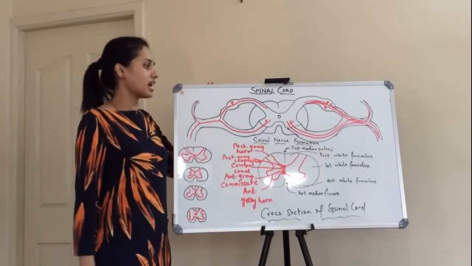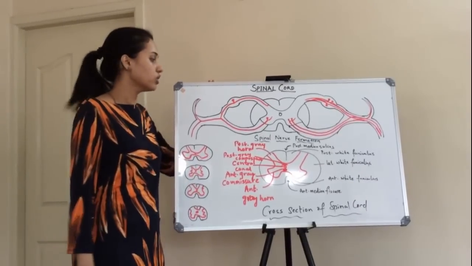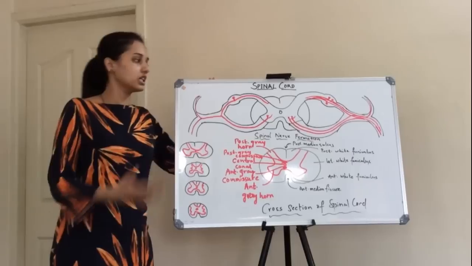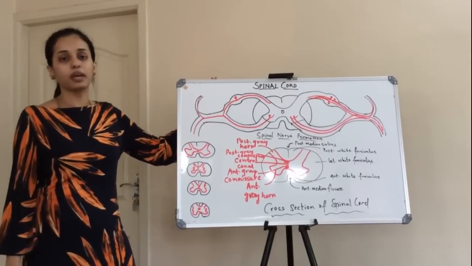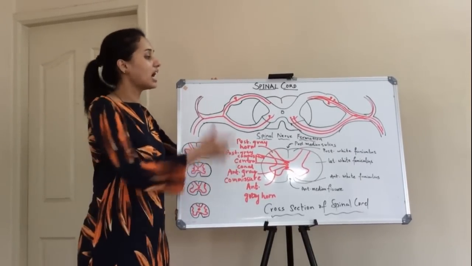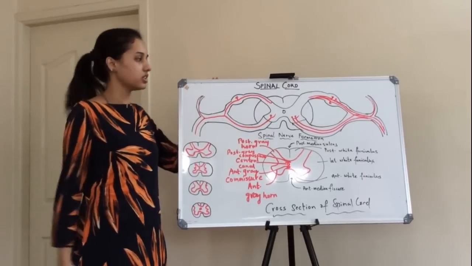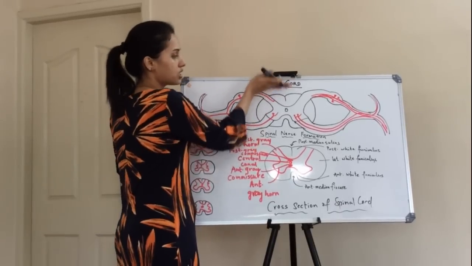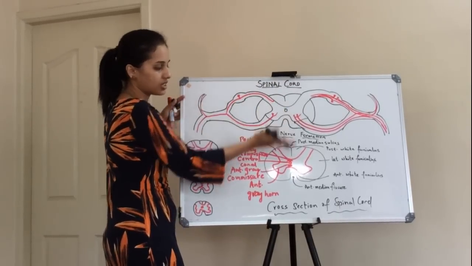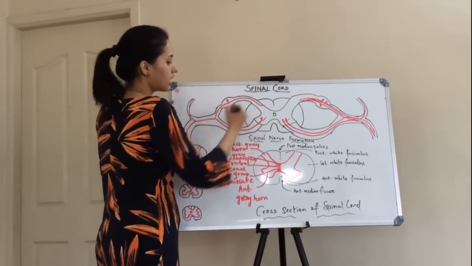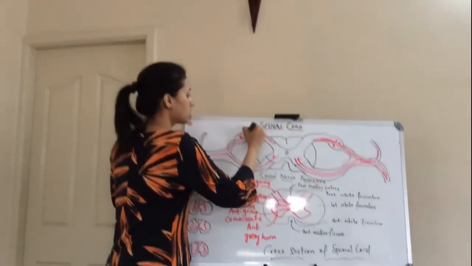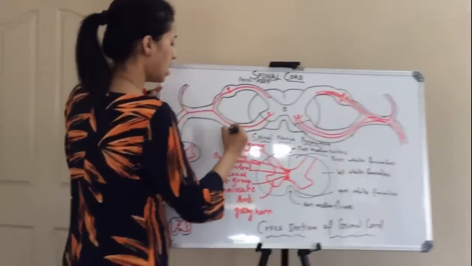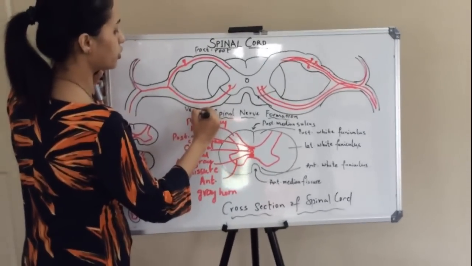As I told in my previous video, how the nerve is formed and how many pairs of nerves are formed in the spinal cord. So there are 31 pairs of spinal nerves which are attached to the spinal cord segment by two roots. This is the posterior aspect of the spinal cord, this is the anterior aspect. So they are attached to the spinal cord by two roots. This is the posterior root or the dorsal root, and this is the ventral root.